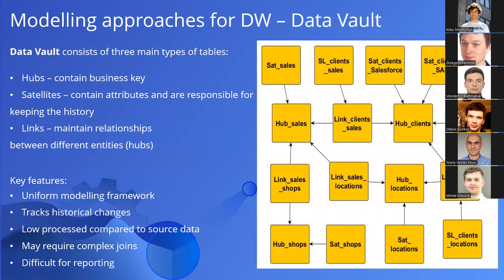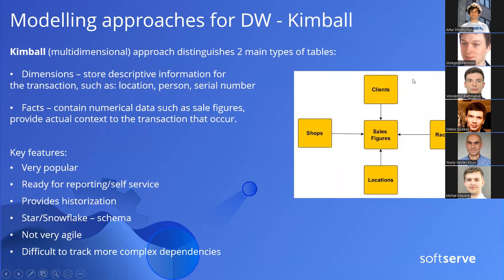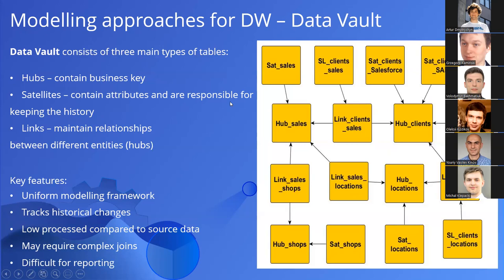So the next approach that I wanted to discuss is Data Vault, of course. And the picture tells the story why we have today's title of the presentation. It's, for those who didn't notice, the same model from the Kimball method, just implemented in Data Vault, right? So we see that instead of, we can move back for a second, instead of five tables, right? Clients, shops, locations, receipts, and sales figures, to track all the dependencies that are possible to happen, we would have these many tables, right? So it's definitely a more complex model at first glance, right?